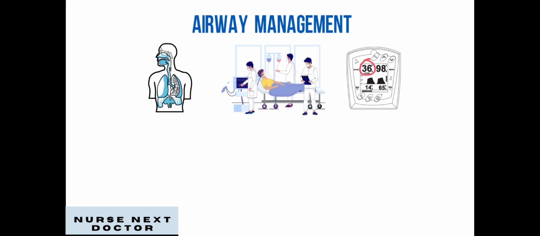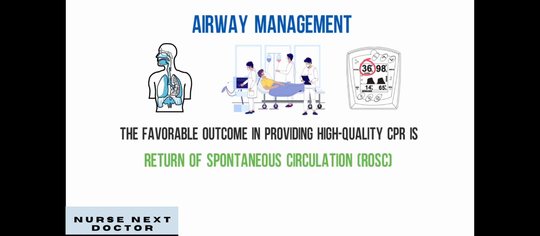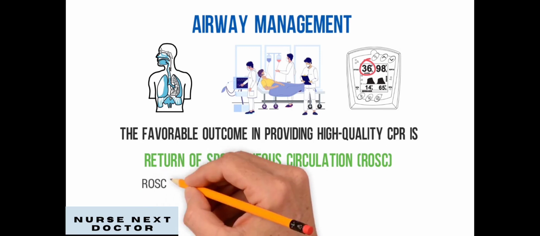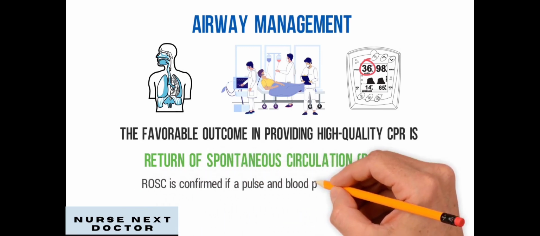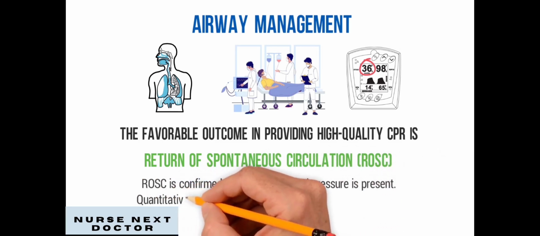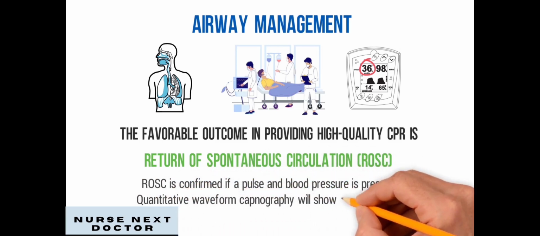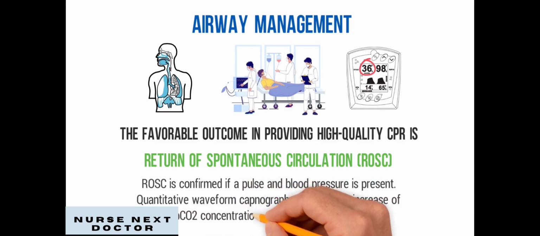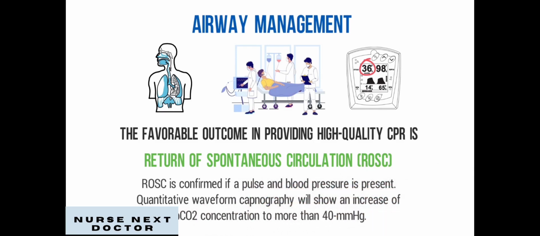The favorable outcome in providing high-quality CPR is the return of spontaneous circulation, ROSC. The heart resumes a perfusing rhythm at this point. ROSC is confirmed if a pulse and blood pressure are present. Quantitative waveform capnography will show an increase of partial pressure of carbon dioxide concentration to more than 40 mm of mercury. Reversible causes of cardiac arrest.